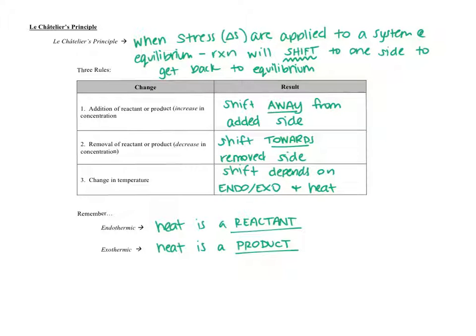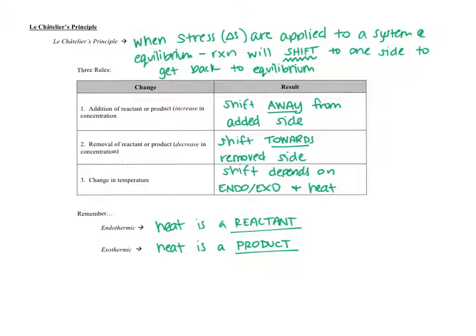So Le Chatelier's principle states that when stress or a change is applied to a system at equilibrium, the reaction will shift. That's the key word. Shift to one side to get back to equilibrium. So what Le Chatelier's principle talks about is you have a system, it has reached equilibrium, the rates of the forward and the reverse reaction are equal, and then something changes. That's what we call a stress.